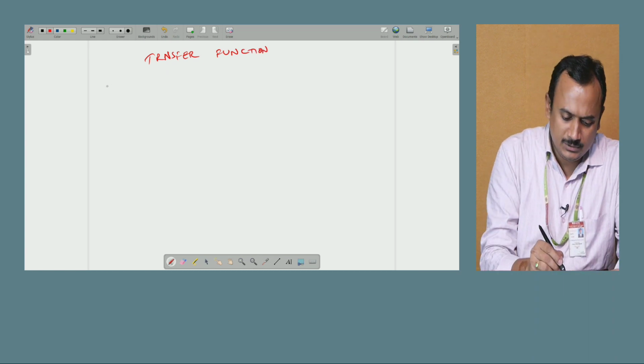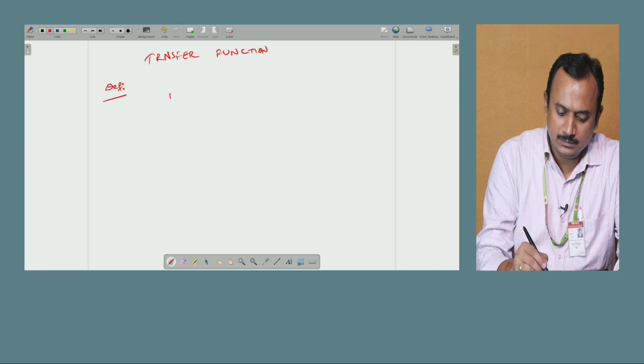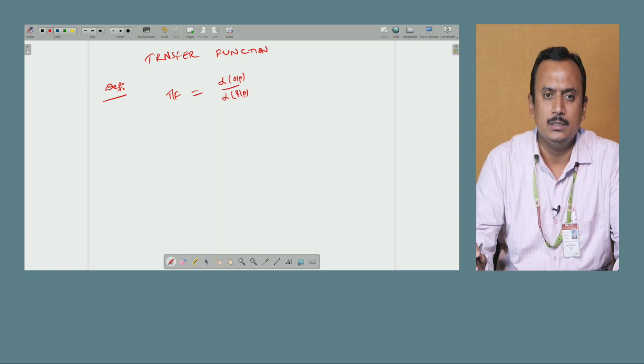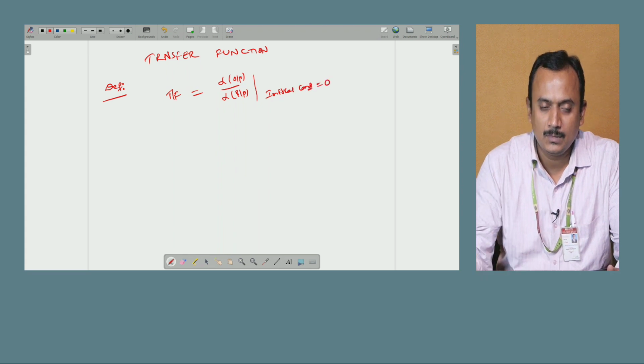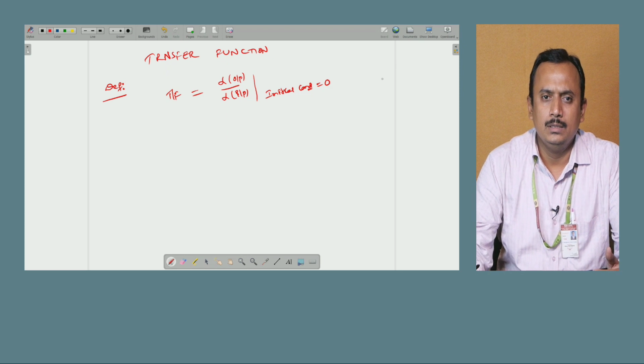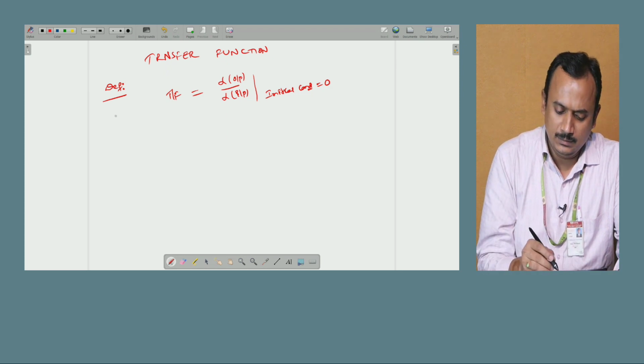If you look at the definition of the transfer function, it is the ratio of the Laplace transform of output to the Laplace transform of input, under the initial conditions equal to 0. Then let us see the transfer function for an open loop system.